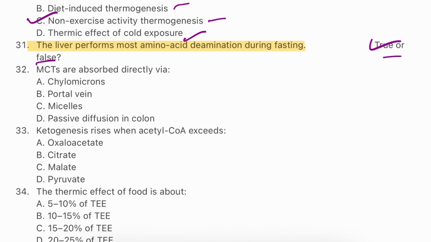Question number 32. MCTs are absorbed directly via chylomicrons, the portal vein, or passive diffusion in the colon. The answer will be B, portal vein. MCTs bypass chylomicrons, entering the portal vein directly.